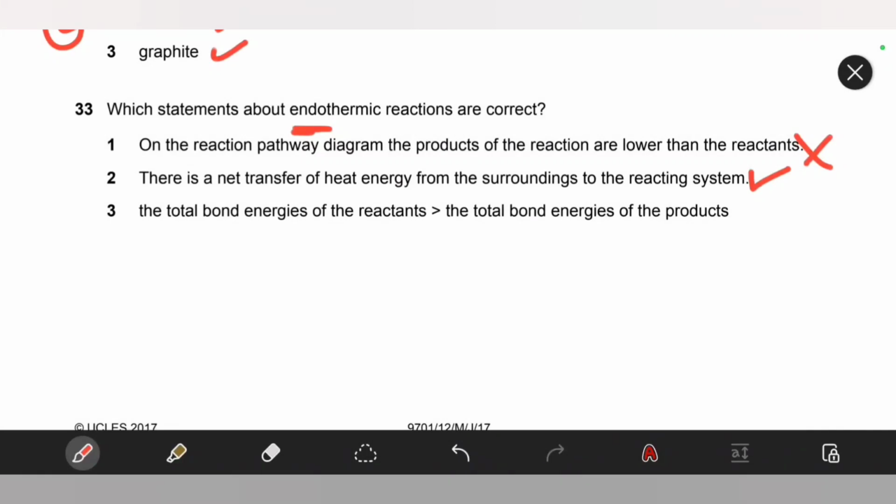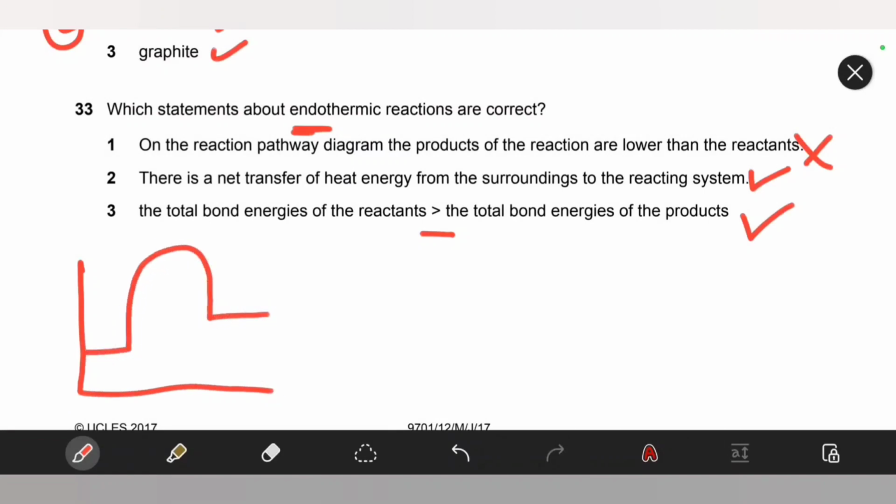The total bond energies of the reactants is greater than the total bond energies of the products. That is right, because the diagram is like this. So the bond energies of reactants is greater than the bond energies of the products. Make sure to memorize the last point because many MCQs come regarding this. So C is the answer.